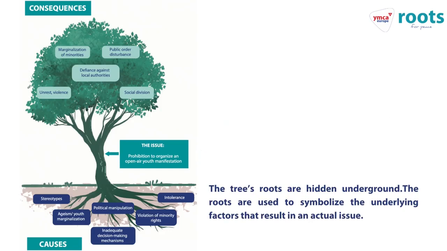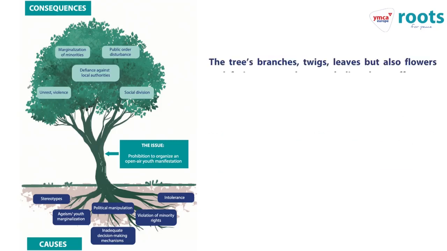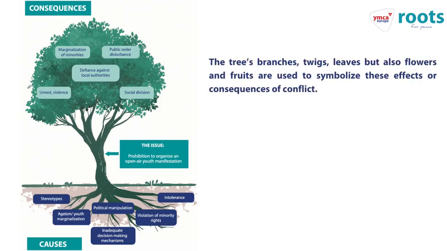The tree's roots are hidden underground. The roots are used to symbolize the underlying factors that result in an actual issue. The tree's stem is used to symbolize the issue or problem that divides people and creates tension among them. The issue itself and how people act upon it, how they handle the problem, has consequences and effects. The tree's branches, twigs, leaves, but also flowers and fruits are used to symbolize these effects or consequences of conflict.